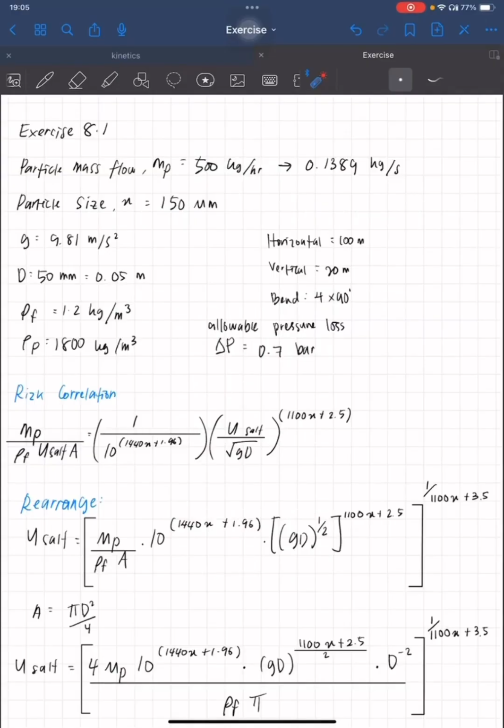Exercise 8.1. The question is to design a positive pressure dilute phase pneumatic transport system to carry 500 kg per hour of powder with particle density of 1800 kg per meter cube and mean particle size of 150 micrometer across a horizontal distance of 100 meter and vertical distance of 20 meter.